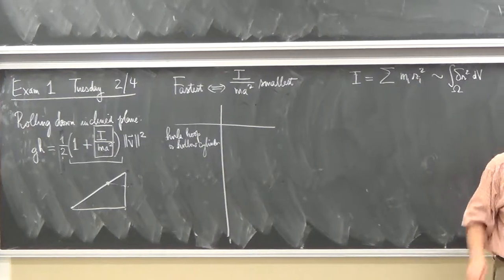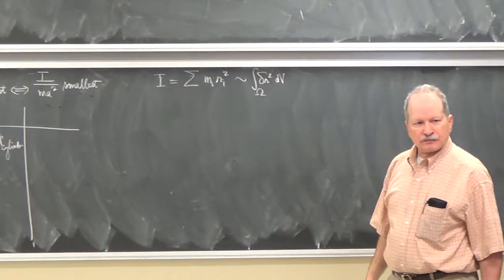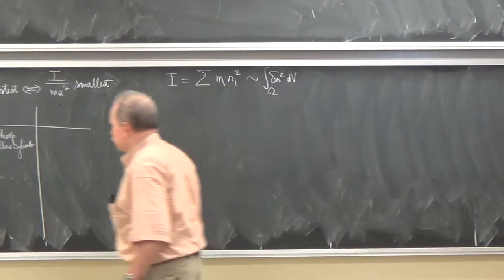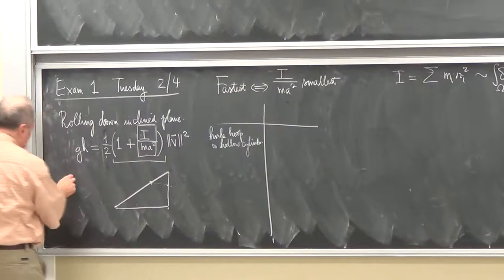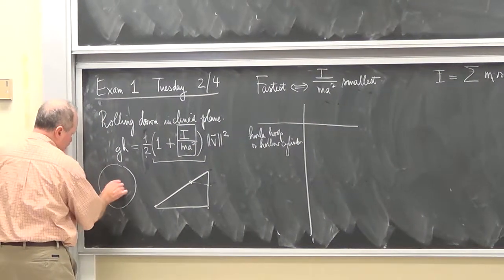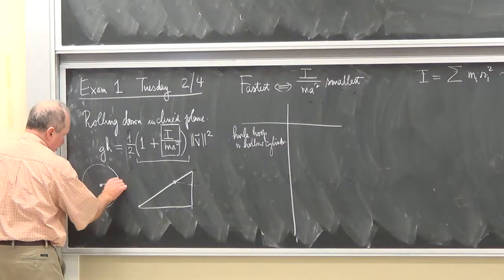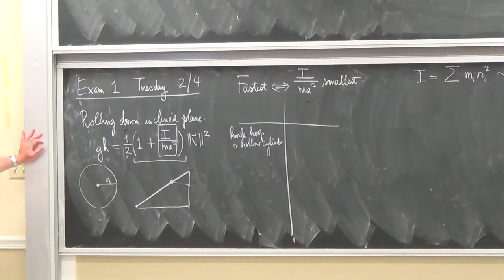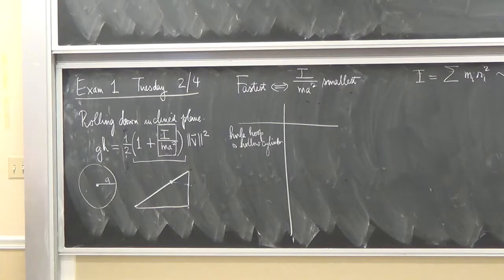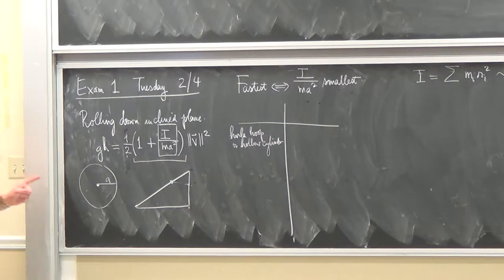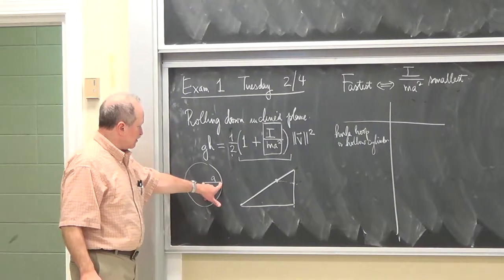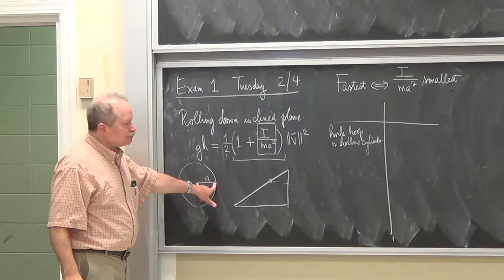So if all the particles are at distance a, the moment of inertia is ma squared. Oh, okay, so a is a distance, not acceleration. Yes, a was the radius that we were rolling on. So all these objects have some radius a, and they're rolling about an axis whose distance from the edge is a.